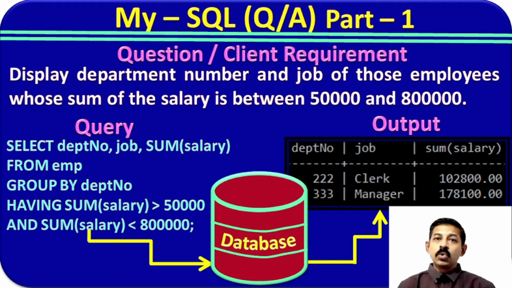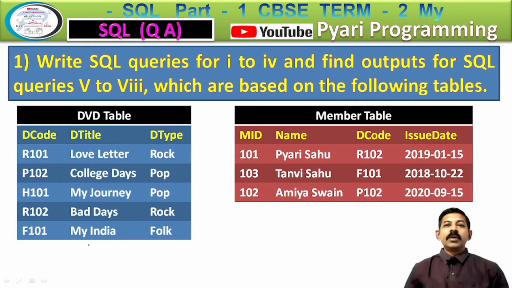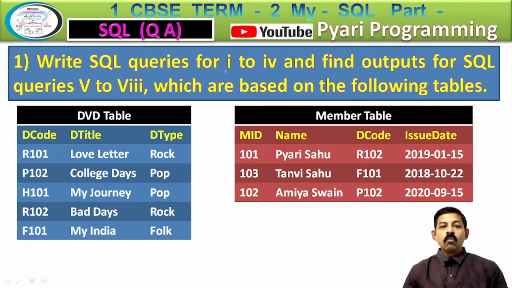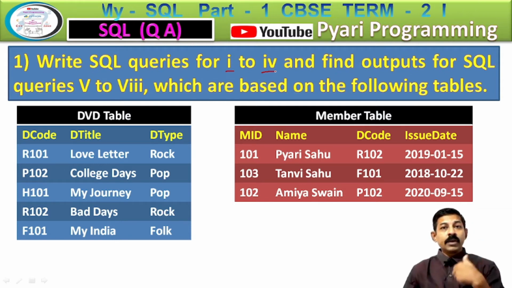तो चलो शुरू करते हैं अपना query. So let's start. You will get the question like this. Write a SQL query for question number 1 to 4. You will write the query. The question will be given. From the question, you will write down the query.